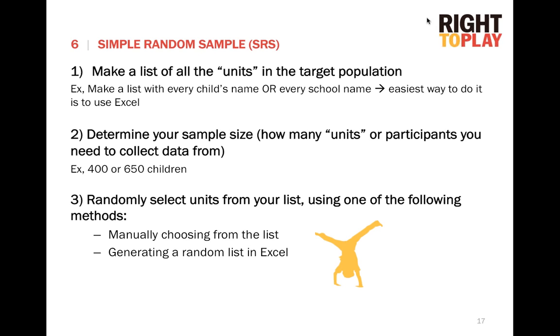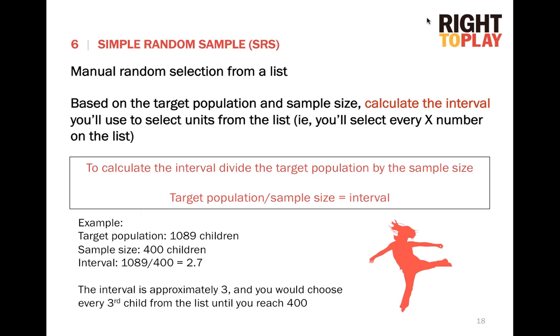Then you randomly select units from your list, and there's two ways that you can do this very easily, and I'm going to go through both of them. The first is you can manually choose from the list, and the other way you can do it is by generating a random list in Excel. So let's start with looking at how you manually randomly select from a list.